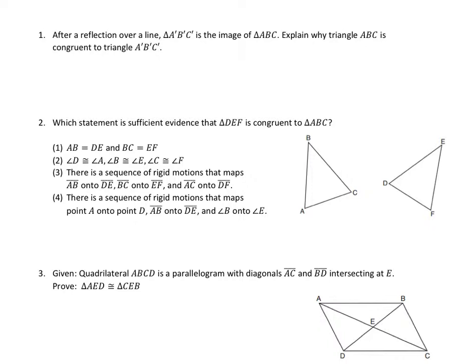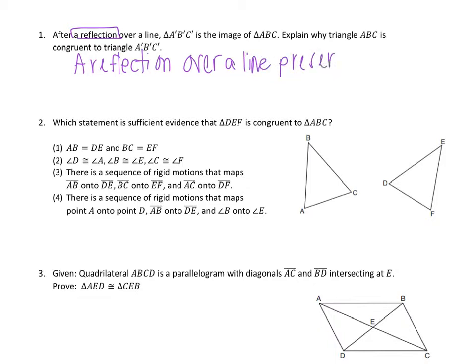The first question that's coming from a Common Core exam is similar to what you saw in your last packet of transformations. It says after a reflection over a line, triangle A prime, B prime, C prime is the image of triangle ABC. Explain why triangle ABC is congruent to triangle A prime, B prime, C prime. If you recall from last time, a reflection preserves distance. So we're just going to start with saying a reflection over a line preserves distance. Creating congruent figures.